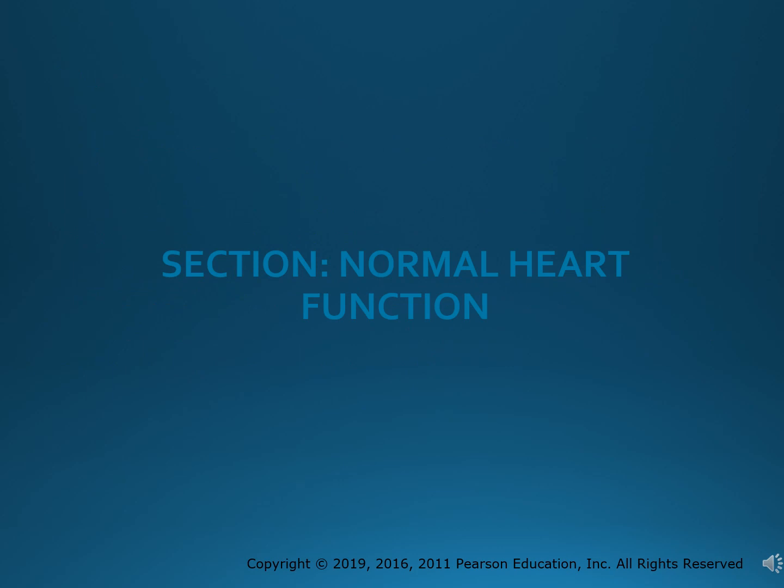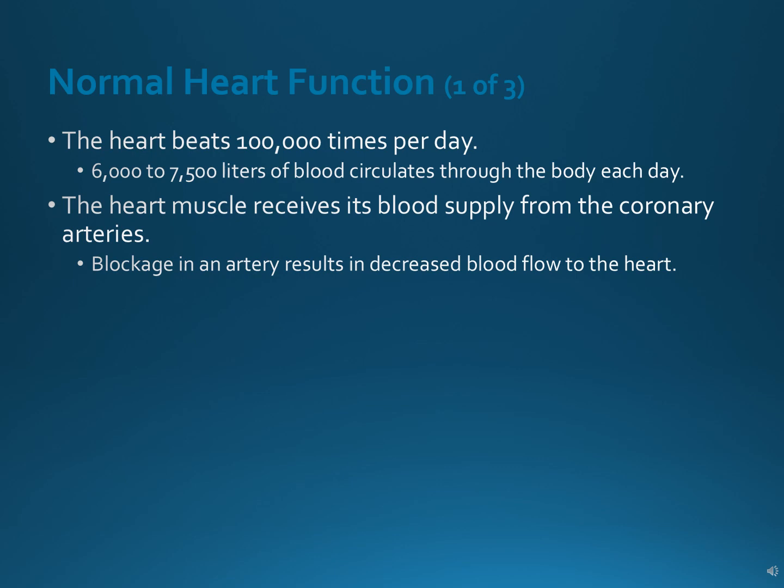In this section, we're going to talk about normal heart function. The heart beats 100,000 times per day. 6,000 to 7,500 liters of blood circulate the body each day. To put it into perspective, that's about 2,000 gallons, or the size of most tanker trucks.